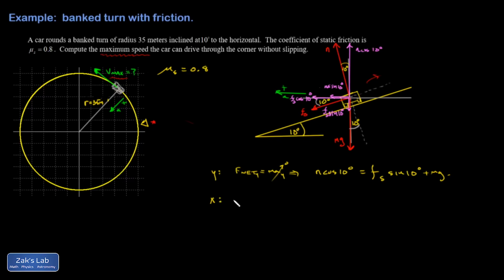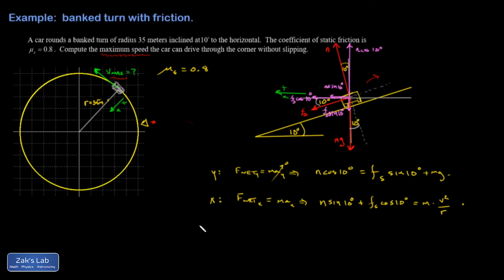Our x analysis: F net in the x direction is equal to the mass of the car times a in the x direction. My acceleration is right here, center pointing, and I'm going to call that the positive direction. And I have two contributors to the centripetal force here, to the net force that's causing the centripetal acceleration. One of them is N sine 10 degrees, and one of them is Fs cosine of 10 degrees. All right, so that's going to be equal to the mass times the acceleration toward the center, which is v squared over r. So that's my second useful equation.